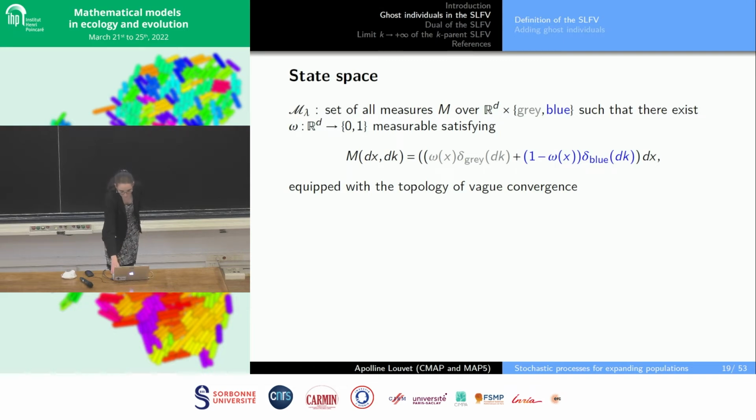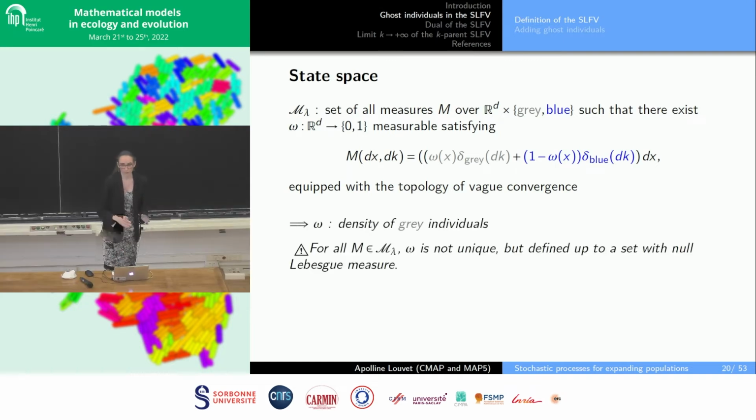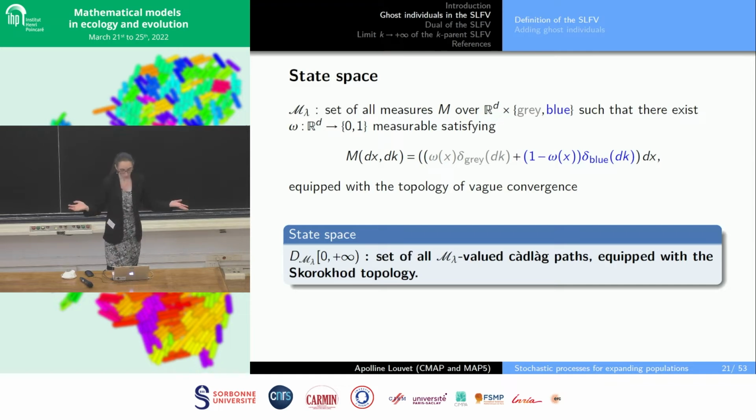So, of course, I said there exists a density and not a unique density, and that's where all the problems occur actually, is that this density of gray individuals is not uniquely defined for a given measure. So we can't assign uniquely a type to a given location. And so the complete state space is the Càdlàg space on this set of measures, equipped with the standard topology we put on sets of càdlàg paths.